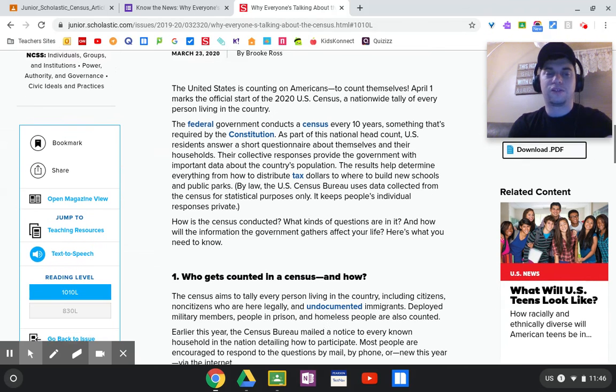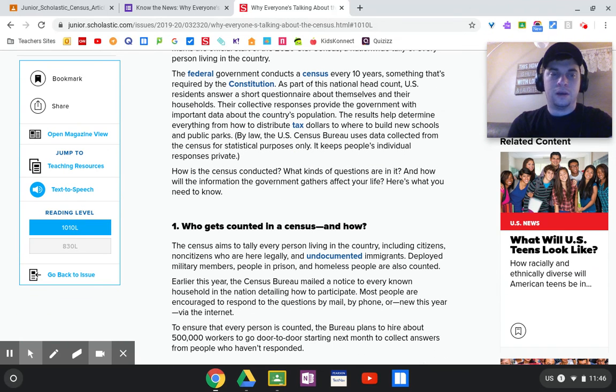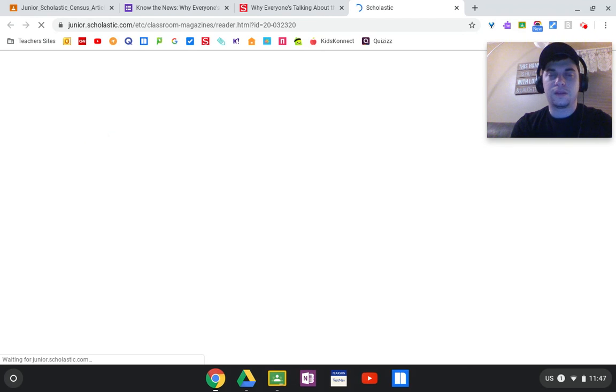on Scholastic website, you don't see the page number, but if you go to Open Magazine View, and then this should kind of help you determine what picture they are referring to.